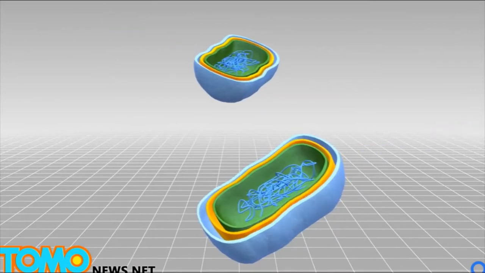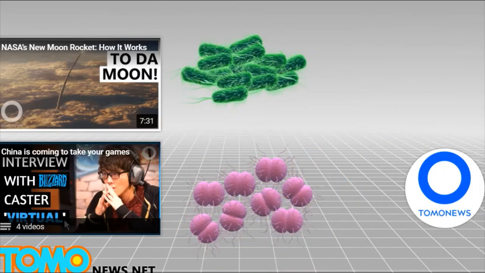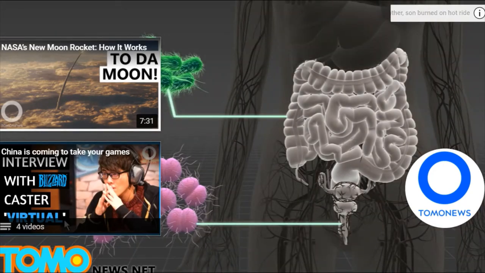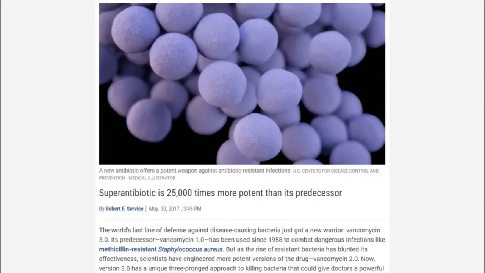However, Taxobactin does not work against gram-negative bacteria. Such bacteria include those that cause cholera and gonorrhea. So the development of the I-chip and the discovery of Taxobactin is a step in the right direction towards overcoming the problem of antibiotic resistance.